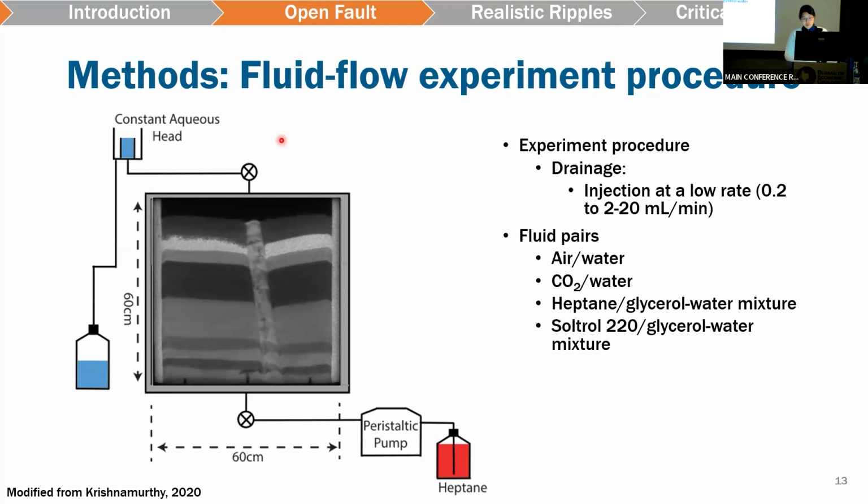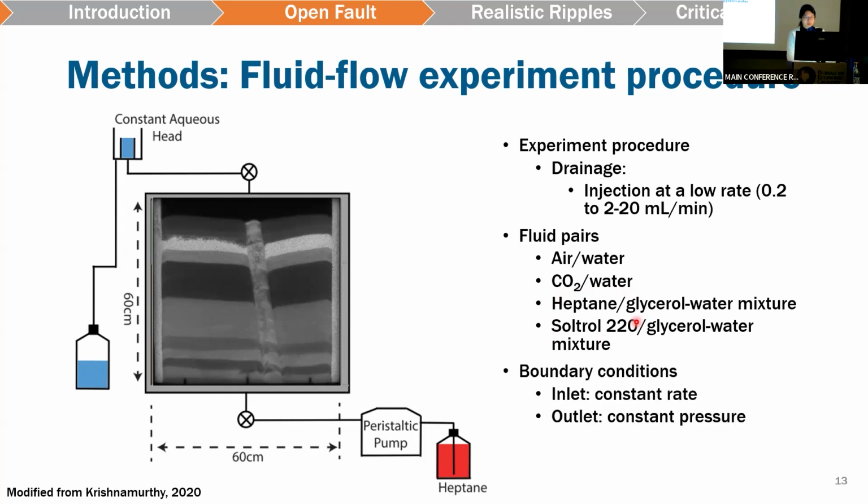And the injected fluid could be air, CO2, or heptane or sulfur 220, which are just different kinds of oil. So air and CO2 model gaseous CO2 injection, and the heptane sulfur 220 oil model supercritical CO2 injection. And all of these experiments are conducted at atmospheric or ambient conditions. And for boundary conditions, we have a constant rate at the bottom inlet and a constant pressure at the top outlet exiting into this constant head reservoir.